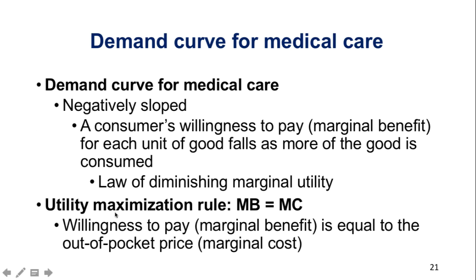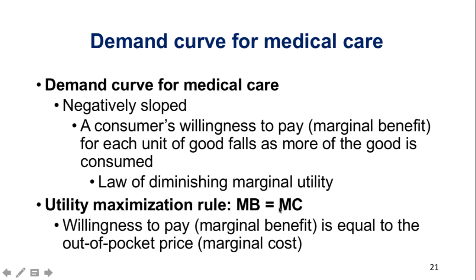So how do we determine how much we have to consume? The utility maximization rule says that you have to use medical care up to the point where your marginal benefit of each additional unit of medical care is equal to the marginal cost of that unit of medical care. The medical benefit is determined by willingness to pay, and medical cost is determined by the out-of-pocket price, right? So not the actual price.